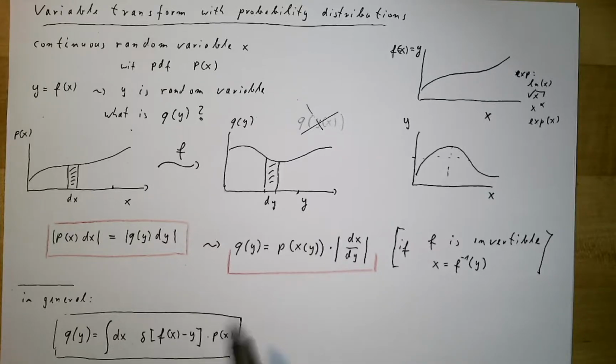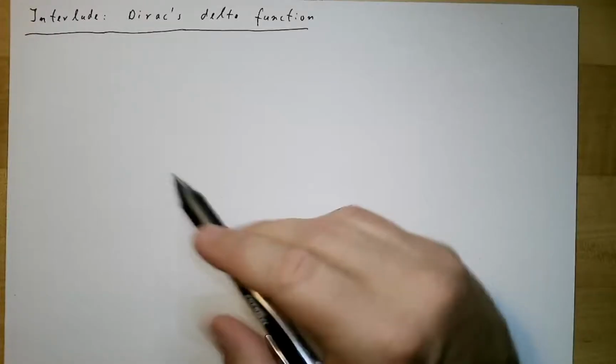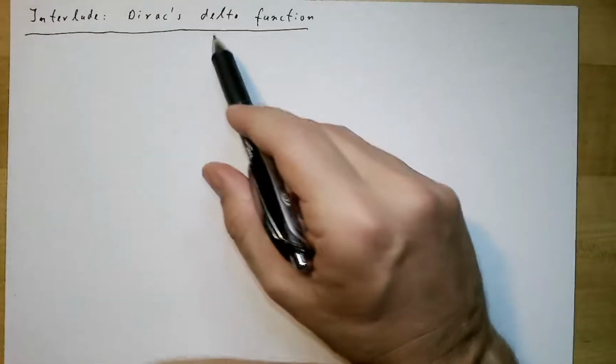But first, before I now show how to apply this method in some examples, I want to give you a brief overview of the Dirac delta function for people who've never seen this, because this is a very useful function, and then we come back to this here. So what is the Dirac delta function?